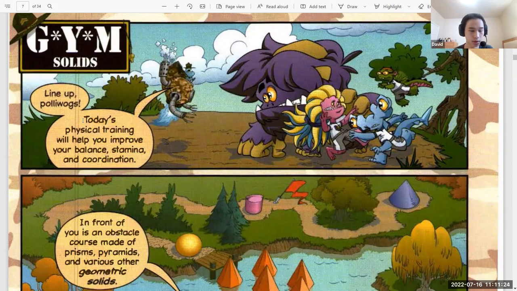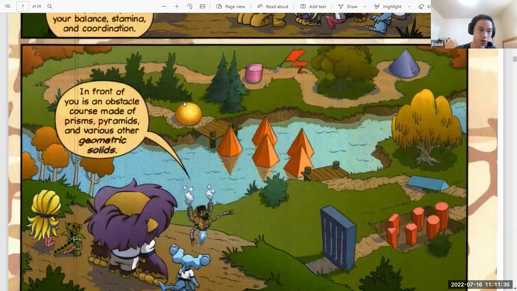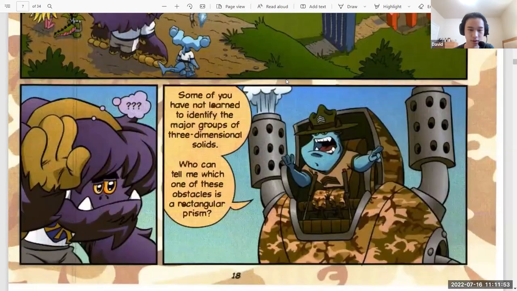Let's get started on this one. So today our monster friends will be doing some physical training, it seems. So they're at a camp. Yeah, right. So they have an obstacle course here. It's made up of prisms, pyramids, and various other geometric solids. So you can look ahead. We're going to be covering some of these today. And if any of you know what these already are called, then very good job. So let's keep on going though.